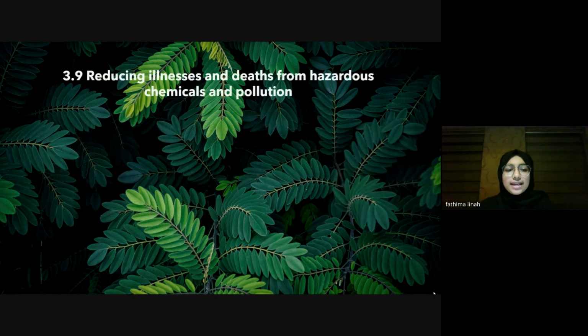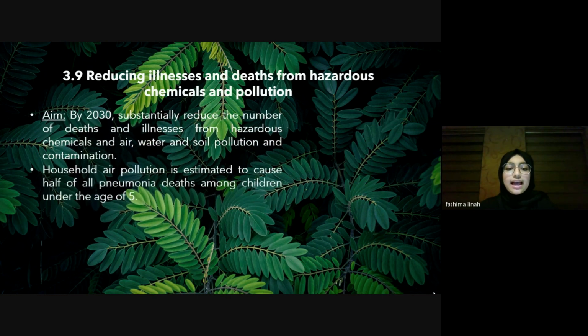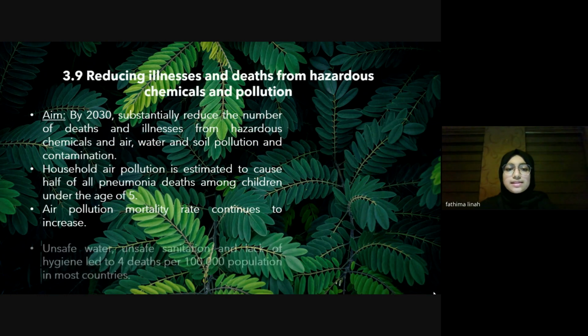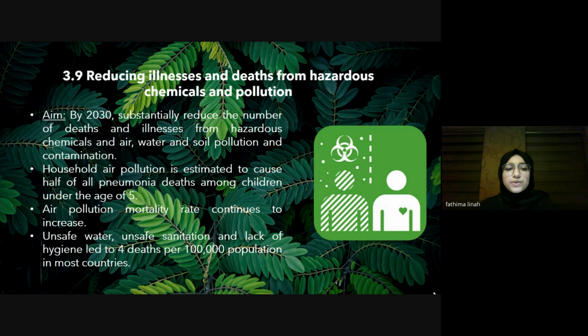Target 3.9 is about reducing illnesses and deaths from hazardous chemicals and pollution. By 2030, it aims to substantially reduce the number of deaths and illnesses from hazardous chemicals and environmental pollution. The data that provides details on progress is obtained from the mortality rate attributed to air pollution and the mortality rate attributed to unsafe water, unsafe sanitation, and lack of hygiene.